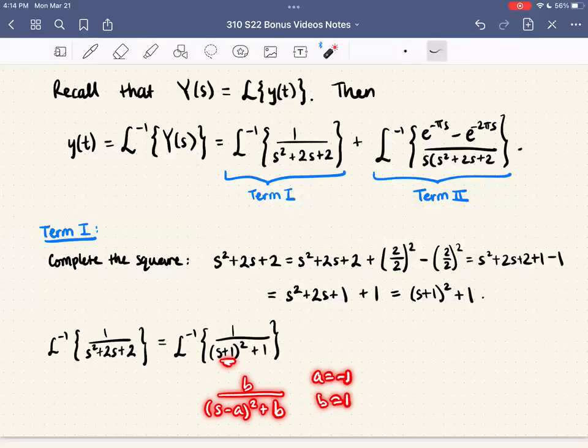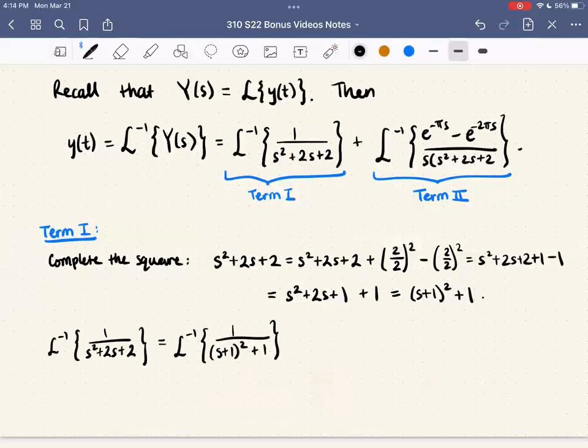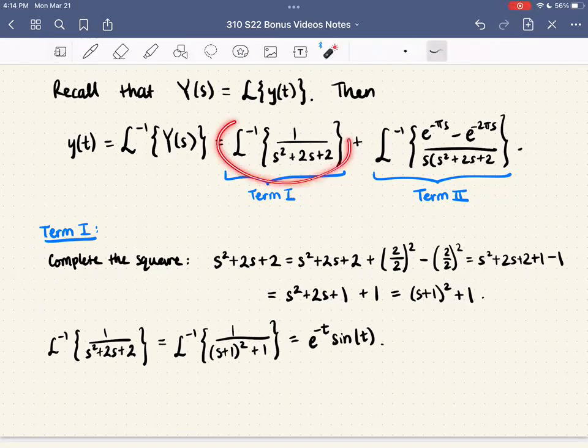And the expression that corresponds to the inverse Laplace transform of this is e to the at sine of bt. So really, the inverse Laplace transform here is e to the -t sine of t. And that's it for term 1. We still need to handle term 2, but so far we have the inverse Laplace transform of the first term.